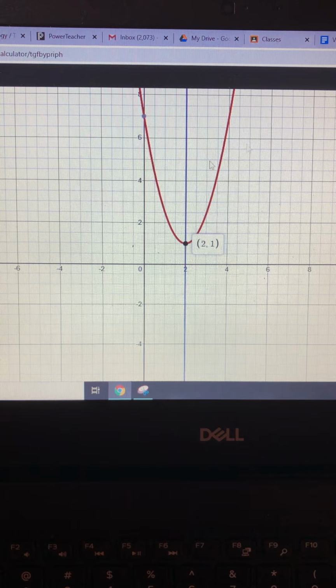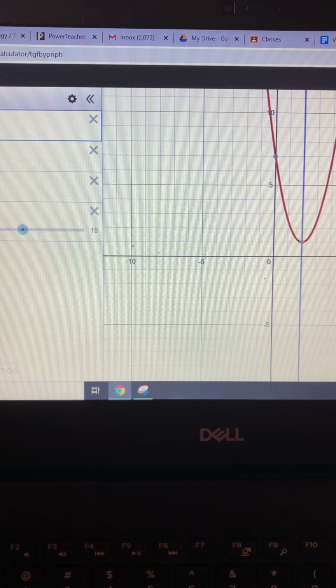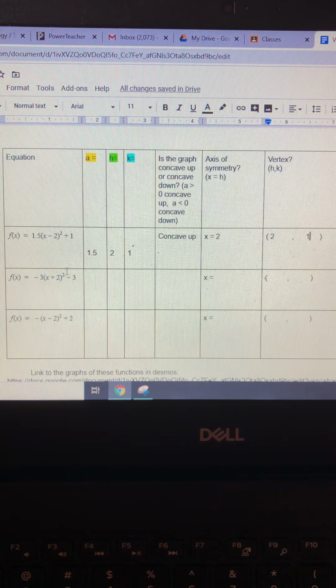So let's take a second and look at another example. Let's consider this second example. f of x equals negative 3 times the quantity x plus 2 squared minus 3. So let's again start by identifying a, h, and k for this particular parabola. a in this case is going to be negative 3, because it's the value being multiplied outside of my parentheses.